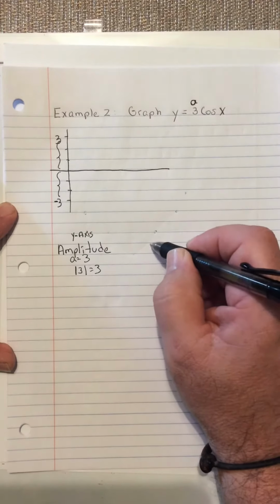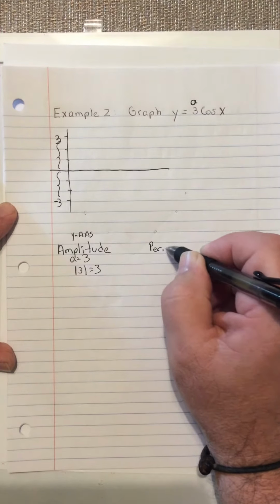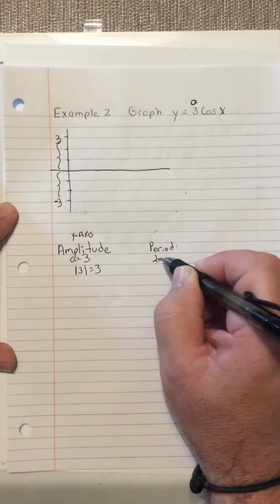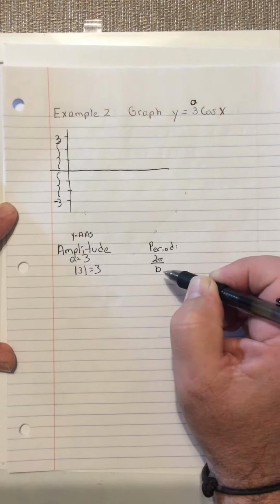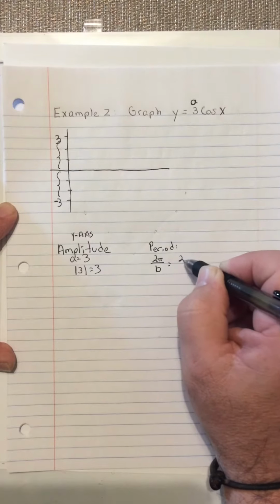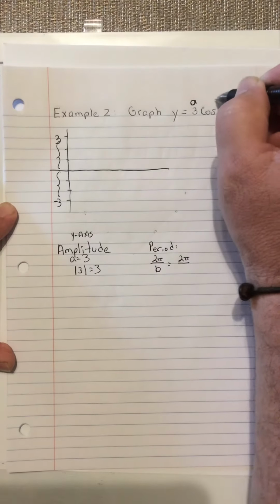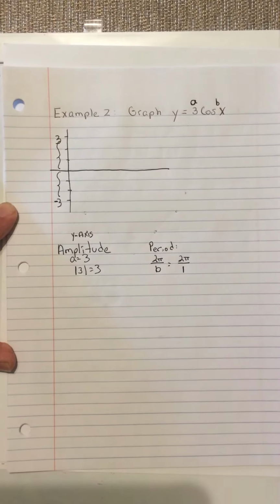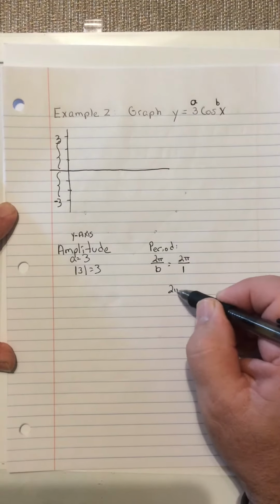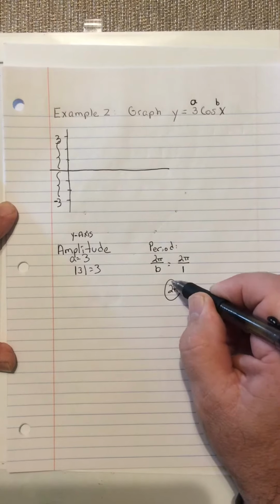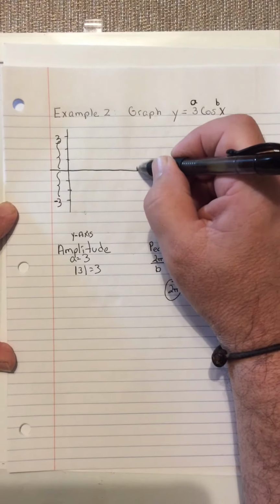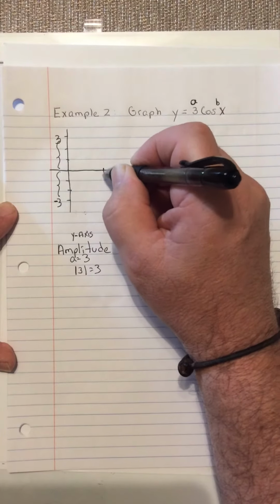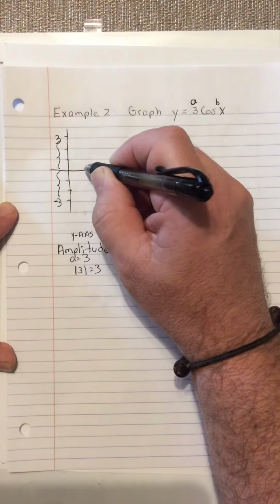Next, I need to find its period. Period is always found by taking 2 pi over b. So 2 pi over this time, b is 1. So my period is still 2 pi. Remember, we have to divide that into fourths. So I'm going to put out here 2 pi. I'm going to cut it in half. And I'm going to cut it in half again.